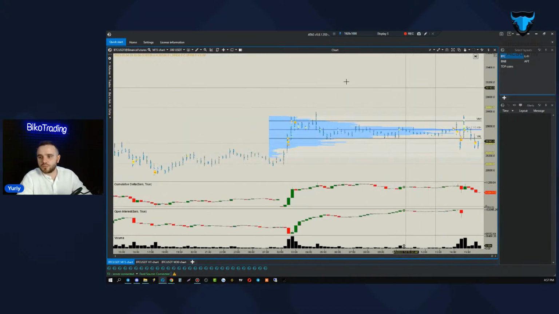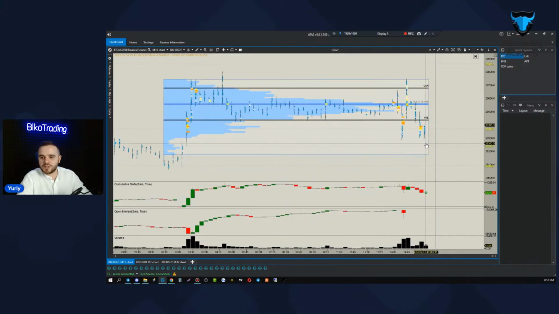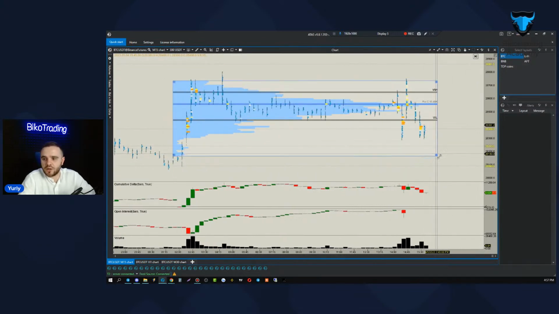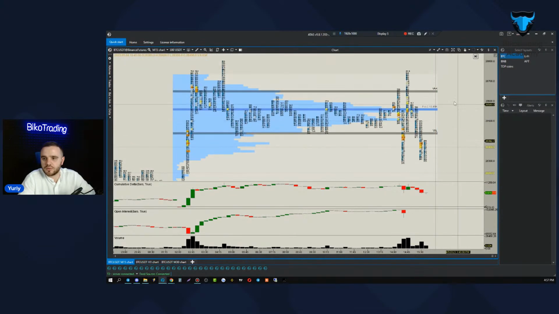Let me show to you. Honestly, at this moment, someone just built a significant position around this area, and have a look what they do. They just built a position up and down.